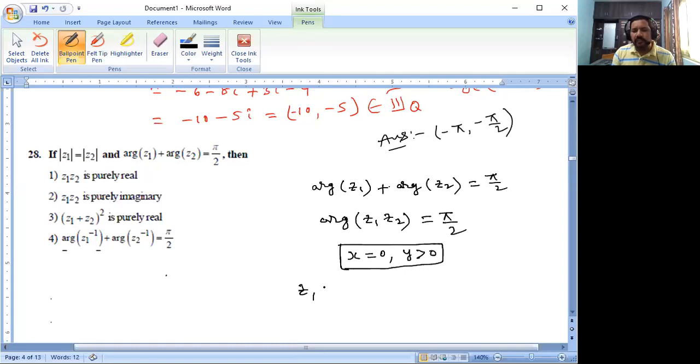So z1 z2 is purely imaginary because the x coordinate is 0. That's why only y terms are there. Y is the imaginary part. So finally the correct answer is the second option.